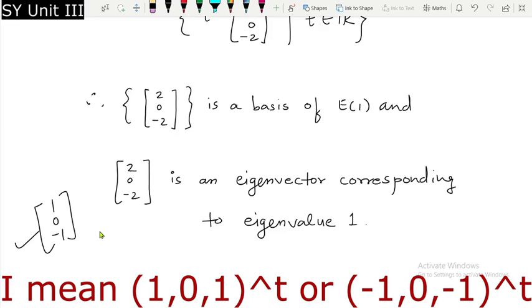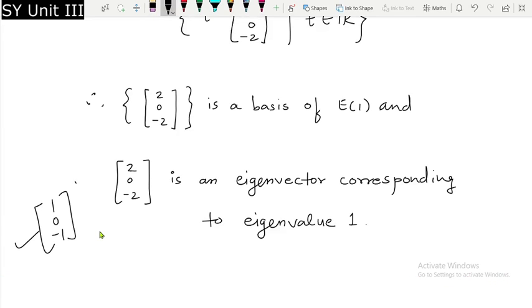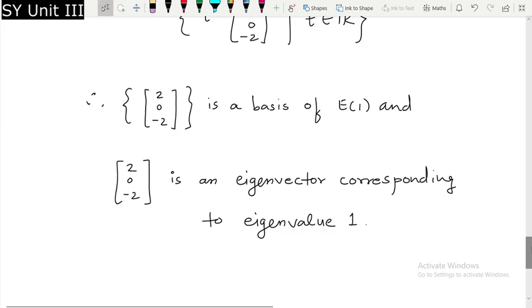So it may be like this also. So if you multiply this by 3, then you will get 3, 0, minus 3. So this is also your eigenvector corresponding to eigenvalue 1. So remember, a scalar multiple of this is going to be an eigenvector. So your option may contain a scalar multiple and not the original one you got, but you should be very careful while dealing with the MCQs of the eigenvector.